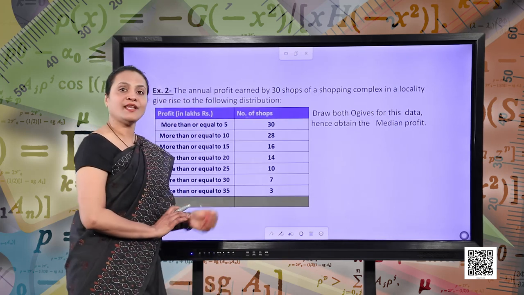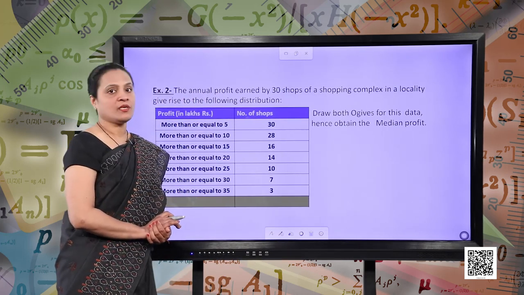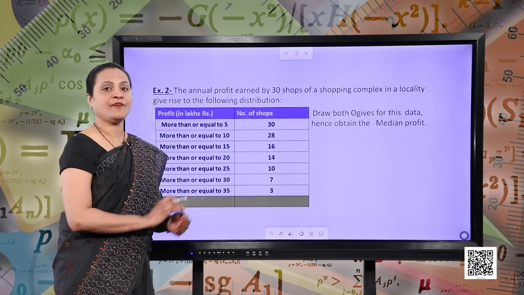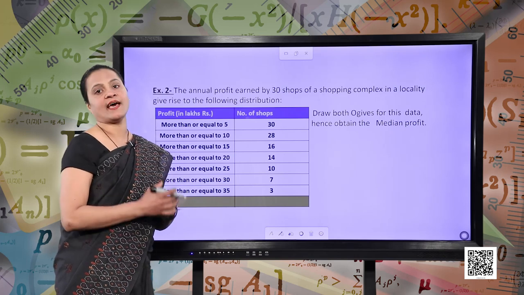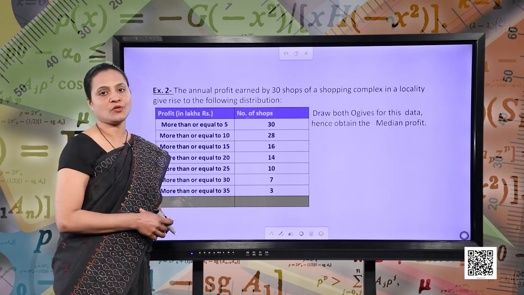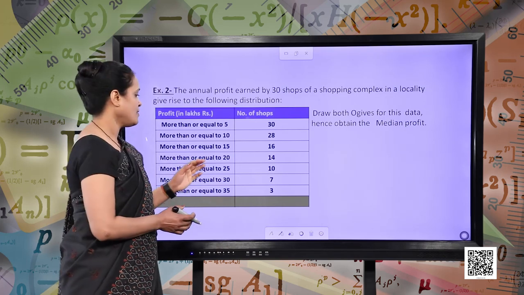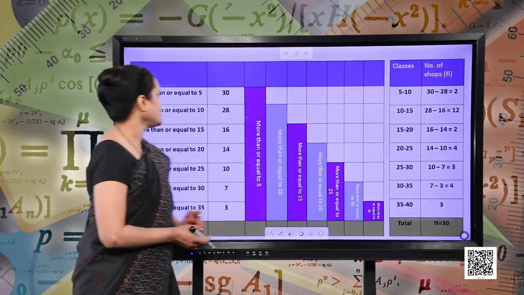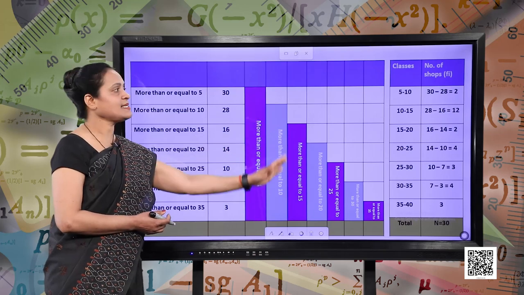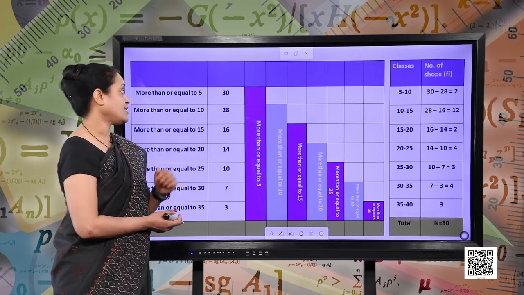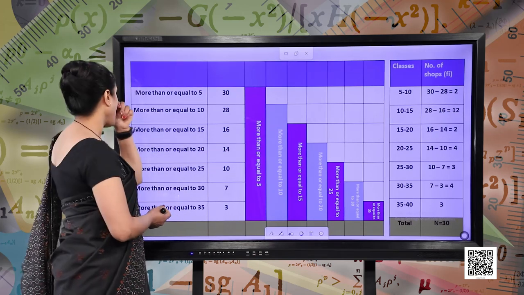So, as we need to draw both types of ogives, we need class intervals and the less than type cumulative frequency distribution table. So, first we will convert it into the form of having class intervals and frequencies. For that, let us look at the data.